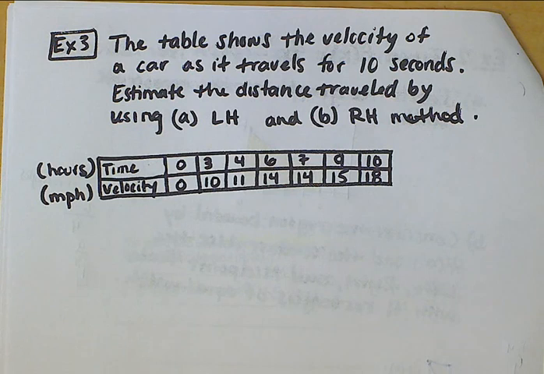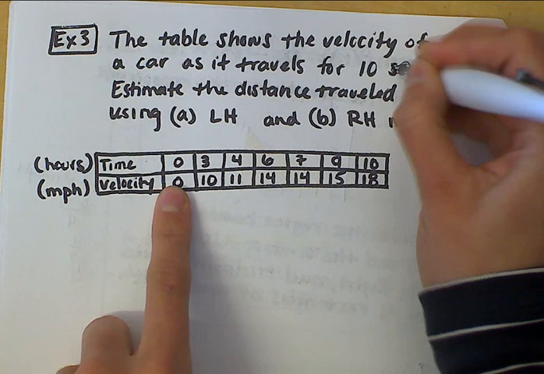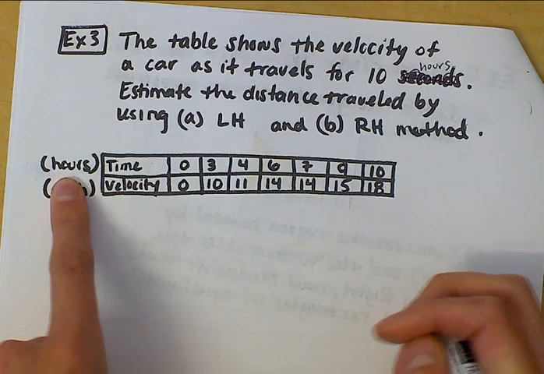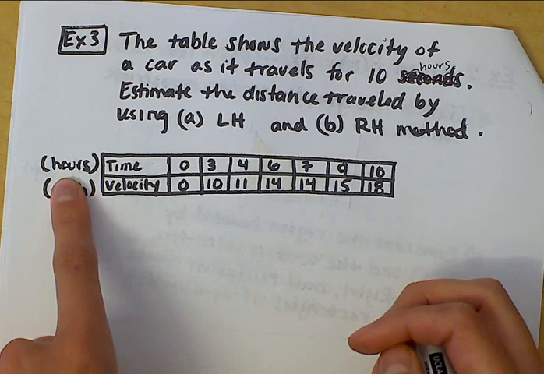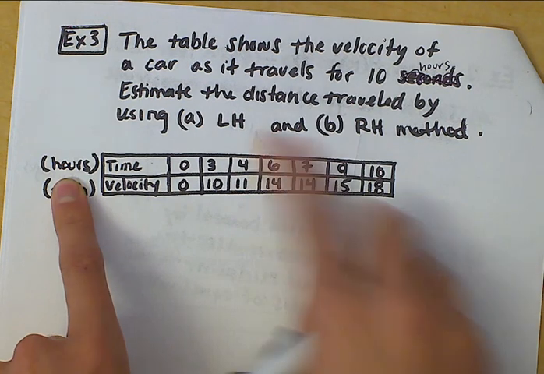So I'll show you the best strategy for figuring this out. The table shows the velocity of a car as it travels for 10 seconds. This should be not seconds, this should be hours. And I know that because look at my table, it says hours. So 10 hours. Estimate the distance traveled by using a left hand and a right hand method.